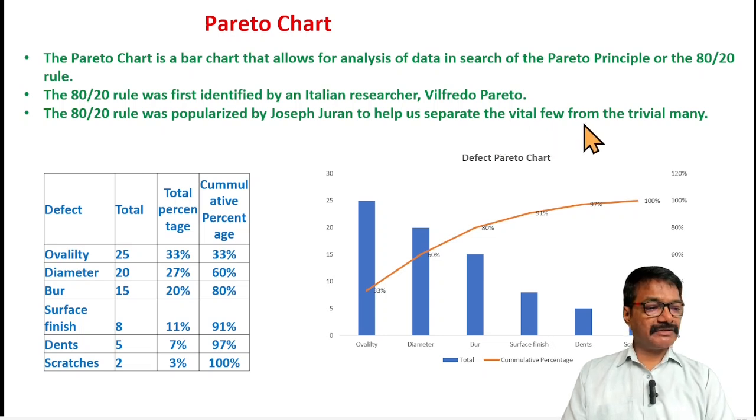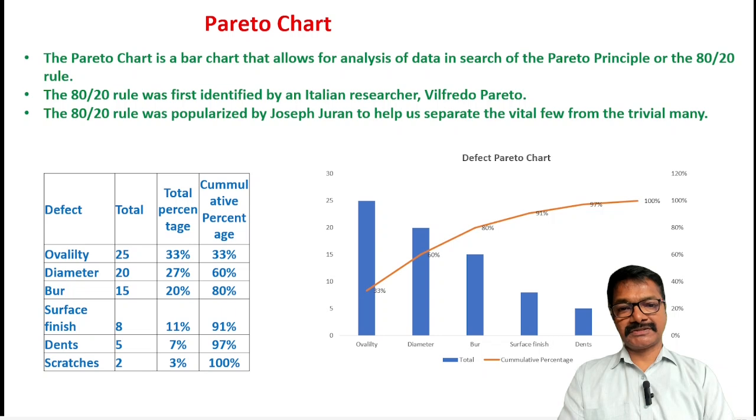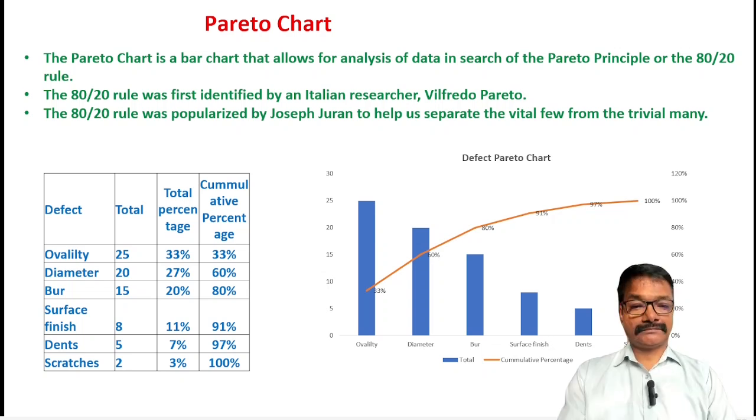So what is the meaning of this? The simple meaning is this: 80% of defects are produced by 20% of causes. Are you getting me? So there will be 20% of causes which are producing 80% of defects. So this is called the 80-20 rule.